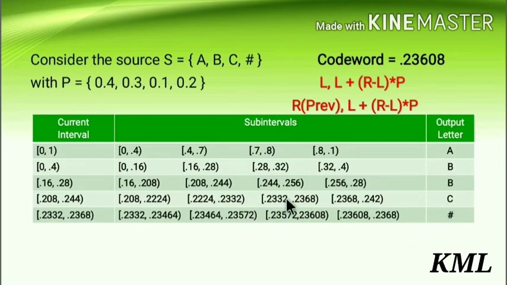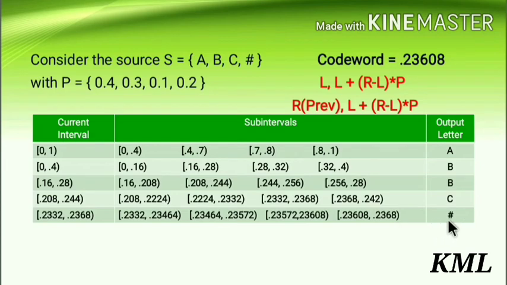Okay. Next, take this as your next current interval. Divide this into subintervals. You get these values. Now check where this code word lies. So it is greater than 0.23464, then it is also greater than 0.23572. Now see here, it is equal to 0.23608, and also here you have a 0.23608. When such is the case, I suggest you take the next value, the value at which this code word is at the left hand side. Okay, so we select this one, fourth value. So this position is 4. Now check the source for the position 4. Which letter is at position 4? Hash. So you have to output hash.